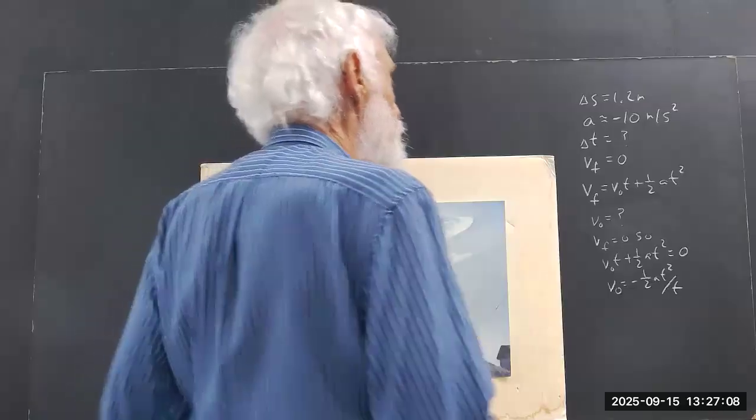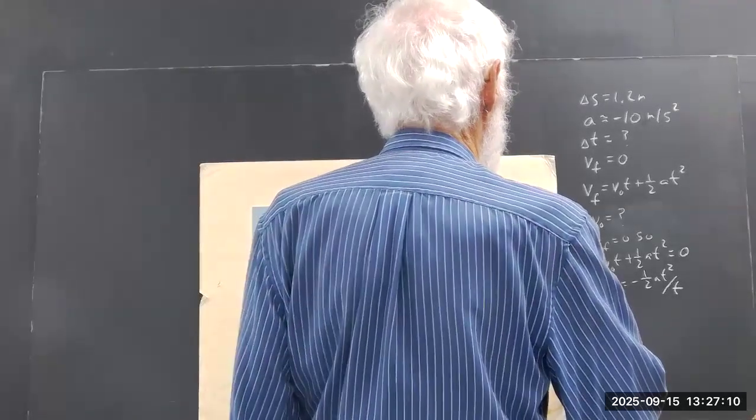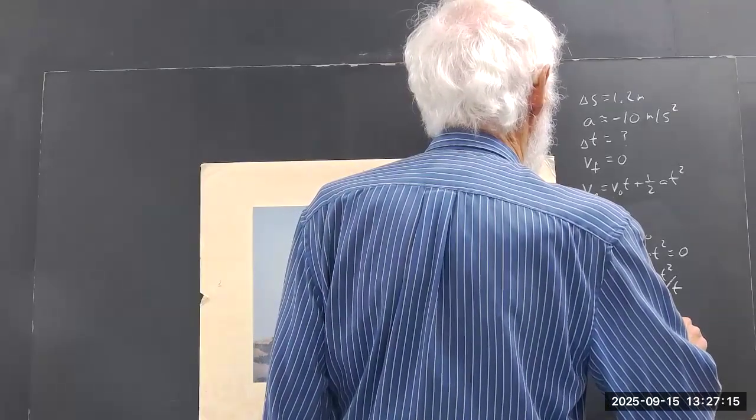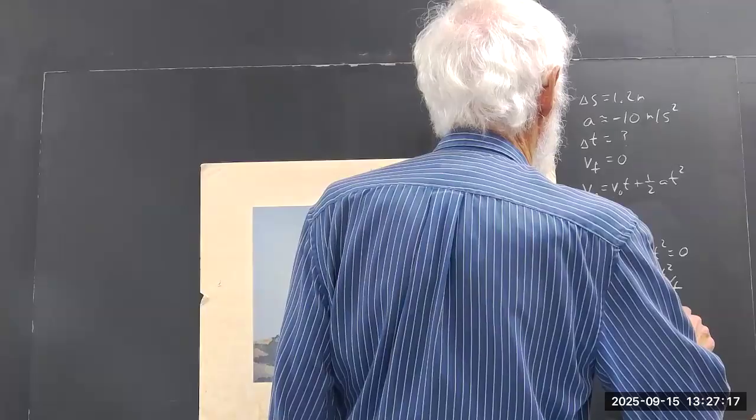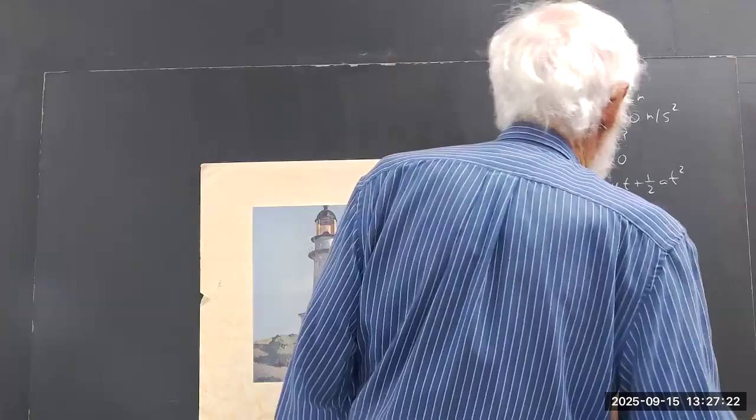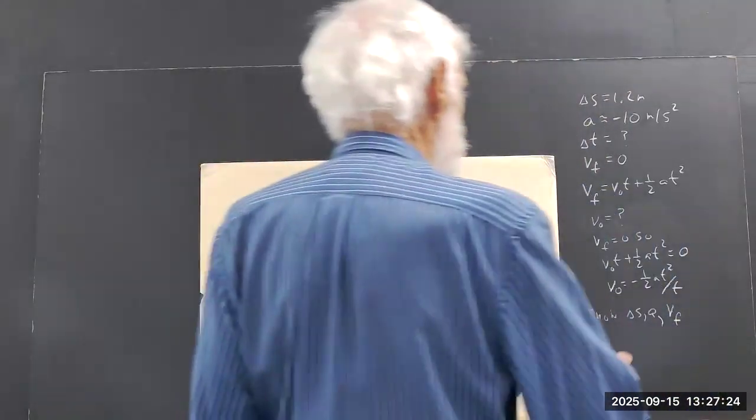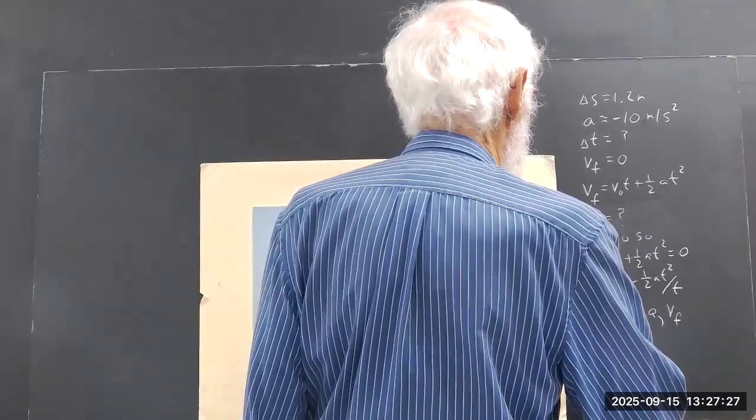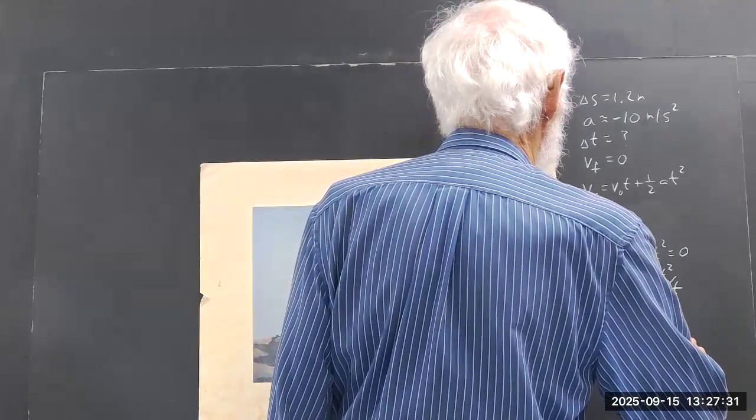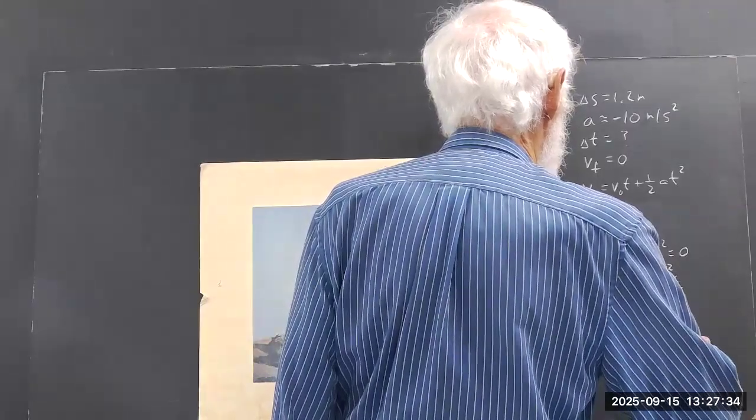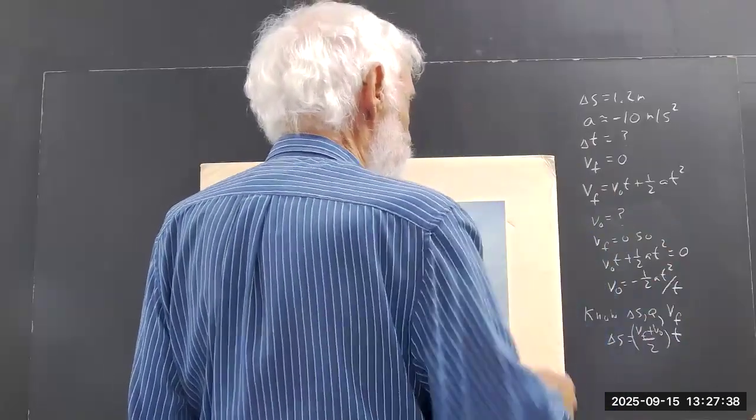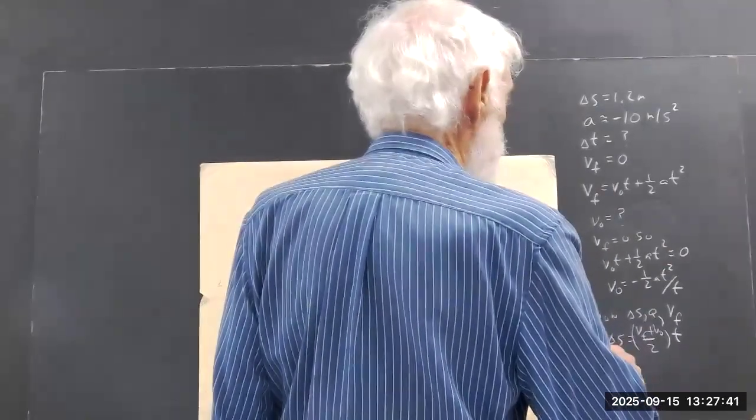So what are you going to do? You're going to say we know delta S, A, VF. We have the equations. I'm using T and delta T kind of interchangeably.